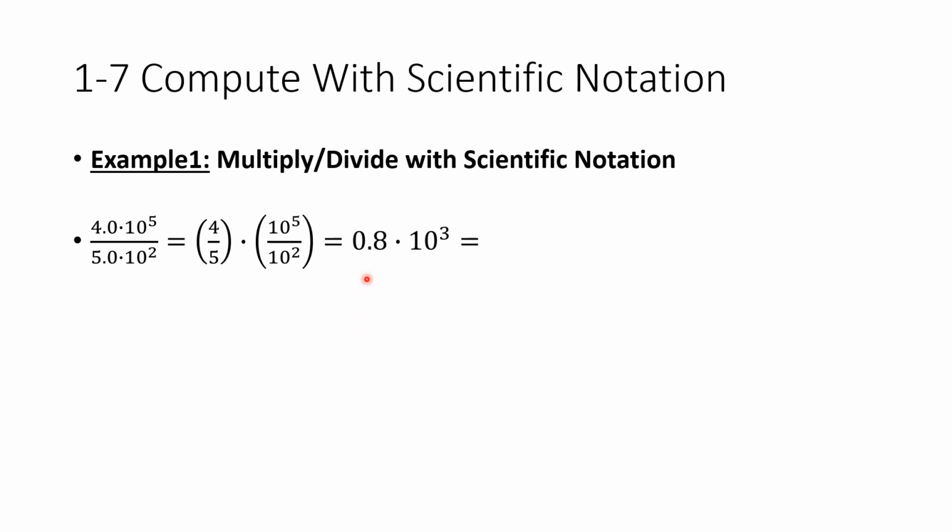Well, 4 divided by 5 is 0.8. 5 minus 2 is 3. Now, once again, we are not done because our coefficient is smaller than 1. It must be between 1 and 10. So we need to move it to the right one. And when we move it to the right one, our exponent will go down, meaning our final answer is 8.0 times 10 to the 2nd power.